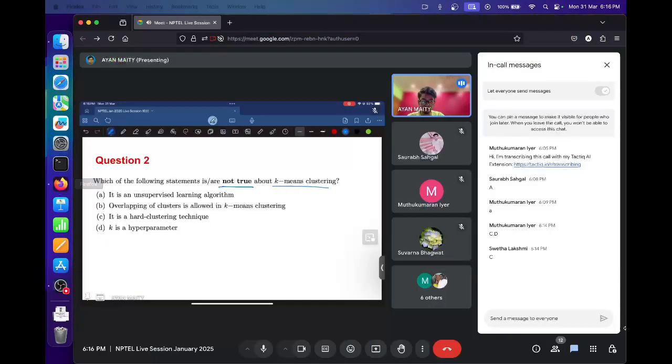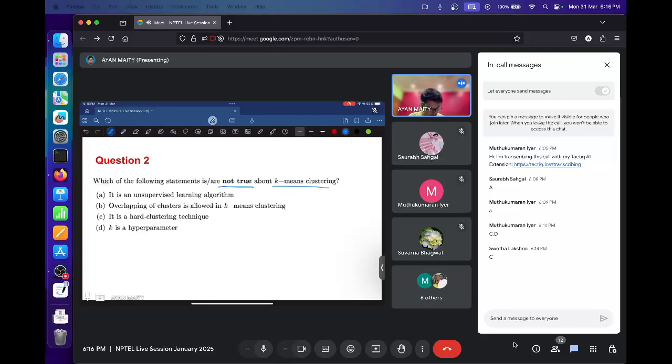So we will go through each of these options one by one and see which of these is not true. The first option says that it is an unsupervised learning algorithm. So this is true about k-means clustering. K-means clustering is an unsupervised learning algorithm because you don't need the target variables or the decision variables for k-means to work. This is true. Option B says that overlapping of clusters is allowed in k-means clustering. So that is not true.